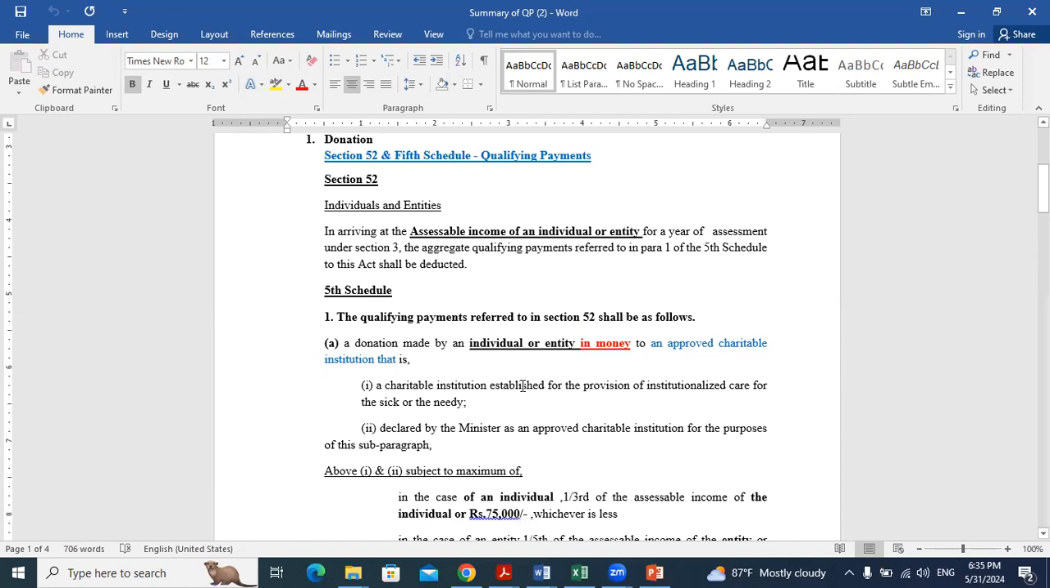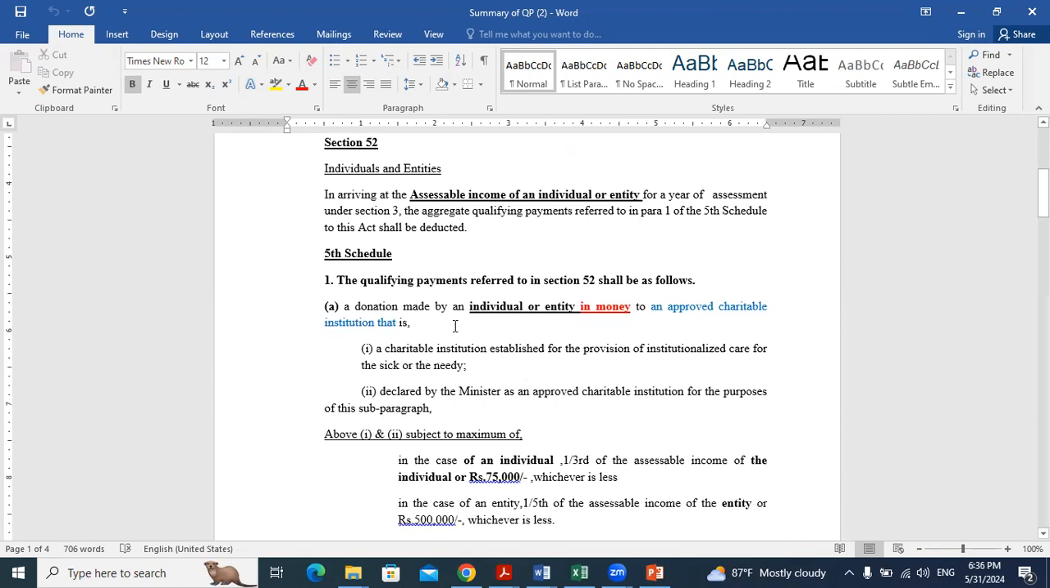For examination purposes, if we name a particular organization, we will let you know whether this is an approved charity or not. So your life would be quite easy. So this is donation to an approved charity in money. In money, this has to be kept in.